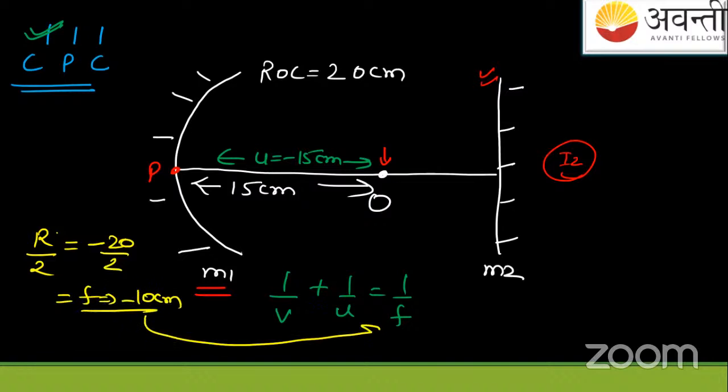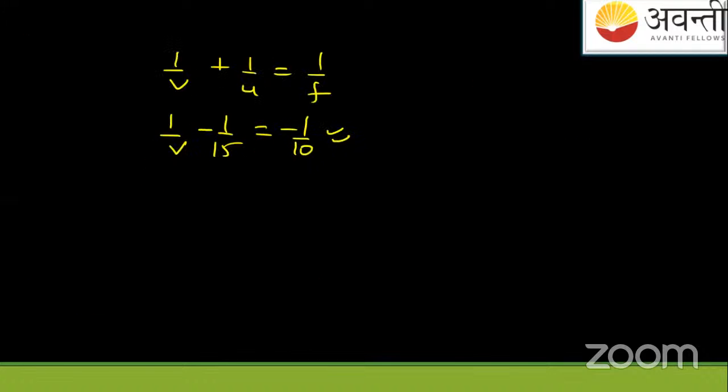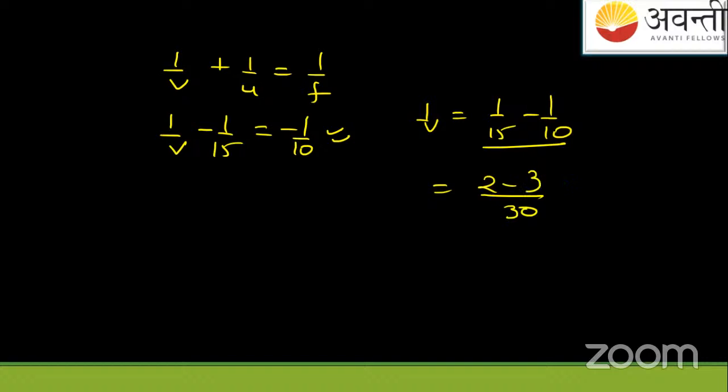Put this value here. Put the object distance here. Find the V. You'll get the answer. So 1 by V plus 1 by U equals 1 by F. 1 by V minus U is what? 15. What is the focus? We have already seen, minus 1 by 10. Anybody found the answer? If you solve this, 1 by 15 minus 1 by 10, LCM 30. This is 2, this is 3, minus 1 by 30. Finally, you got the answer: V is minus 30 centimeters.